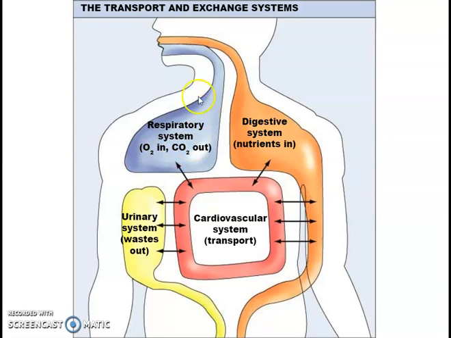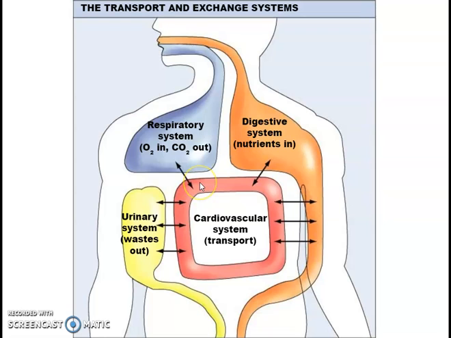All right, and this is just showing some of the various things that the cardiovascular system actually transports and exchanges. So we've talked about this when we talked about the respiratory system. So the blood is responsible for picking up oxygen from the lungs and then carrying it to all the tissues in your body. And at the same time, it picks up carbon dioxide and then releases the carbon dioxide back to the lungs so you can breathe it out.